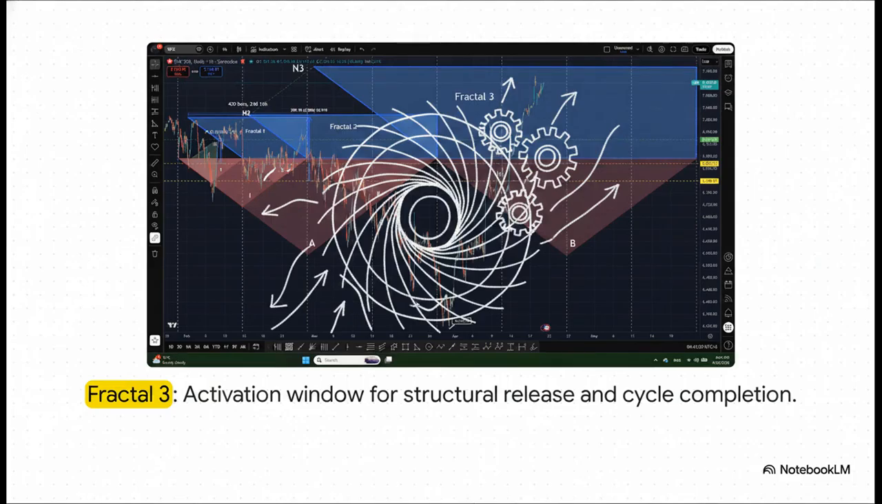And here in Fractal 3, we arrive at what is called the activation window. This is the critical final stage. The cycle is approaching its structural completion, sort of gathering itself for the final move.